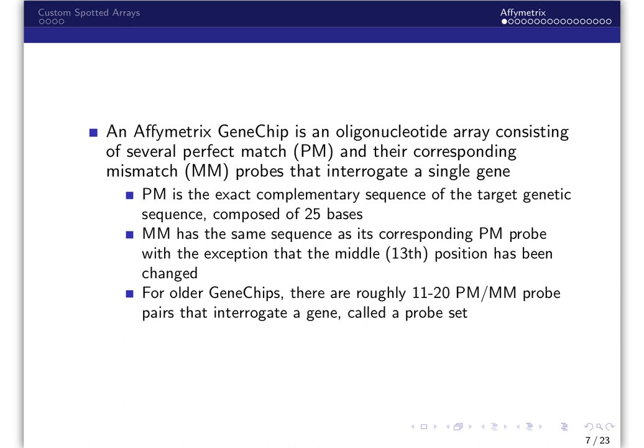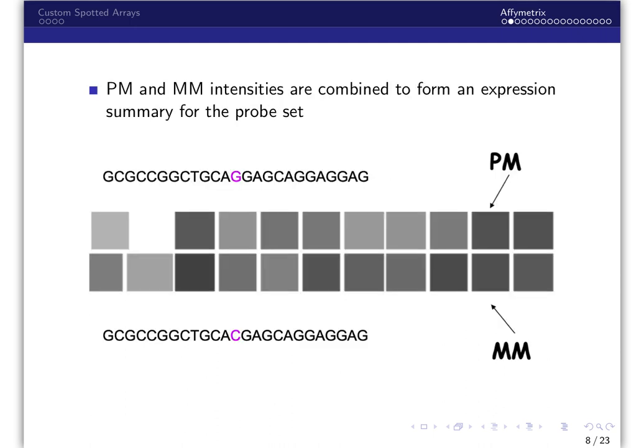To calculate gene expression, one needs a method of combining the data from the PM and MM probe pairs for the probe set into one overall summary. Typically, this is accomplished by applying some summary statistic to the intensity values for those probe pairs within a probe set. Again, the idea behind the mismatch probe is to assess nonspecific hybridization. So we would expect, or at least want, the PM intensities to be brighter than the MM intensities.